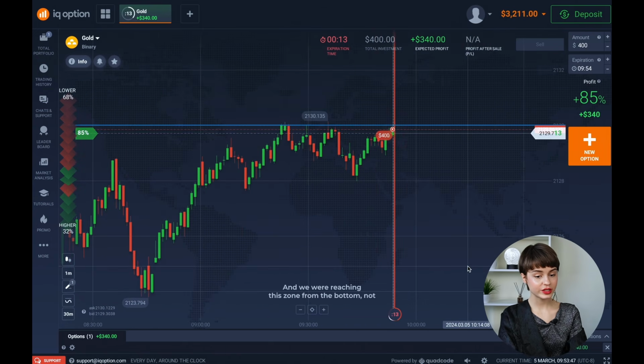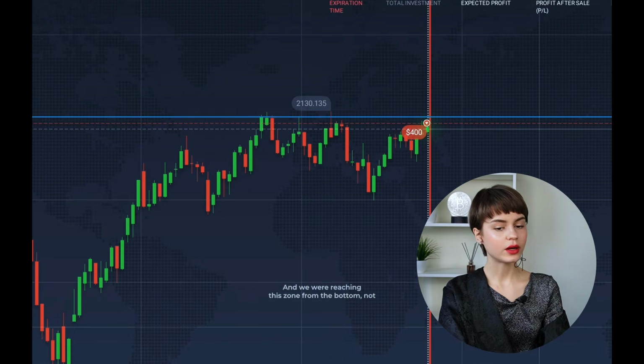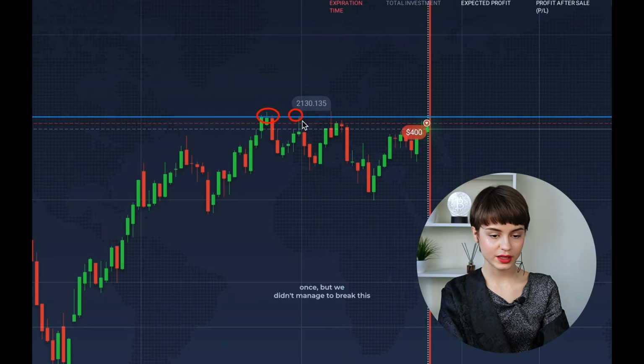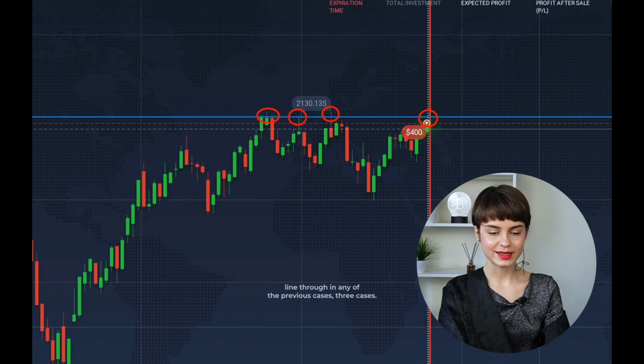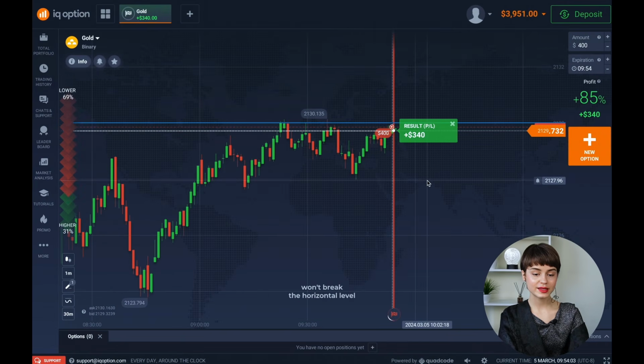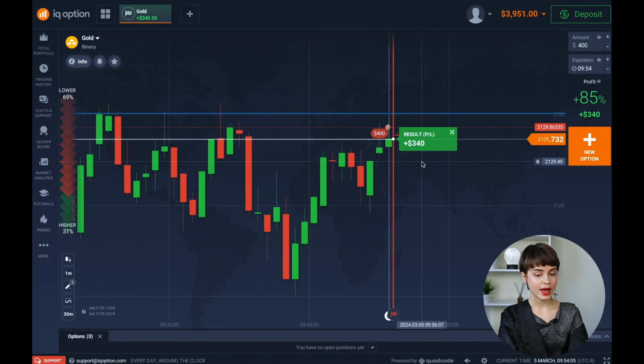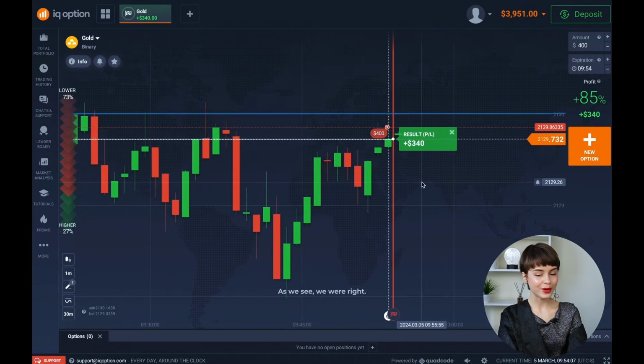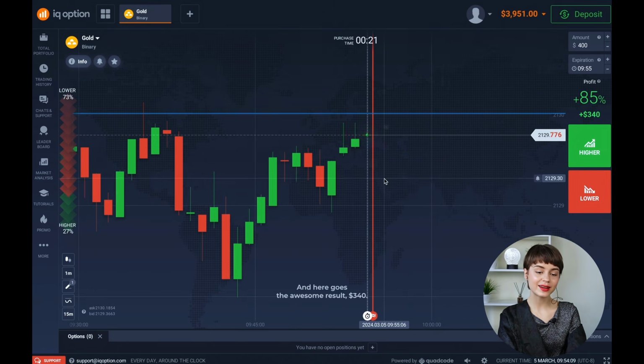And we were reaching this zone from the bottom not once, but we didn't manage to break this line through in any of the previous 3 cases. So for the 4th time I make a prognosis the market won't break the horizontal level through. As we see, we were right. And here goes the awesome result, $340.